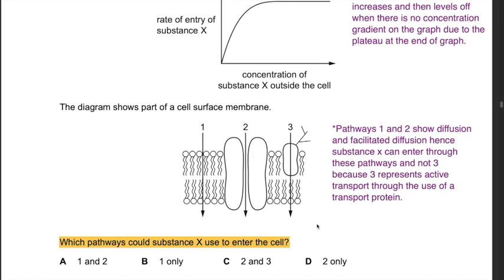Why not 3? Because 3 represents active transport. As you can see, it is through the use of a transport protein, and active transport is not the graph plotted over here, whereas it is diffusion. So facilitated diffusion and diffusion can both occur because they both are concerned with movements from high concentration to low concentration down a concentration gradient, and it doesn't require any ATP or energy. Therefore, the pathways are 1 and 2 only, which is answer A.